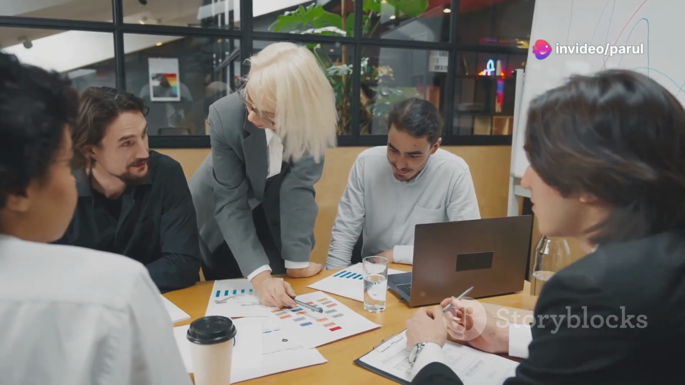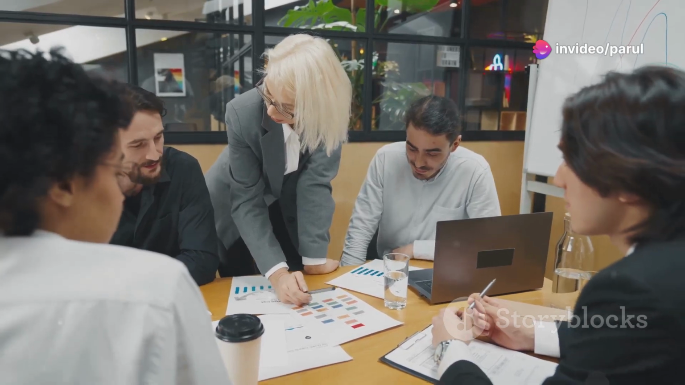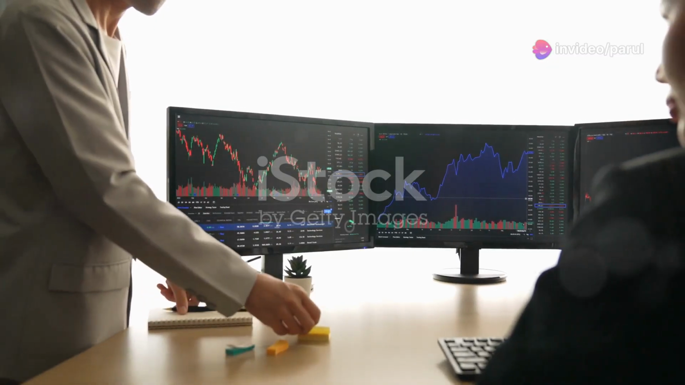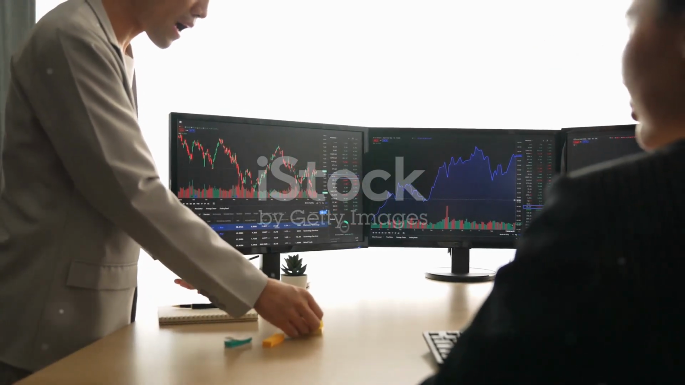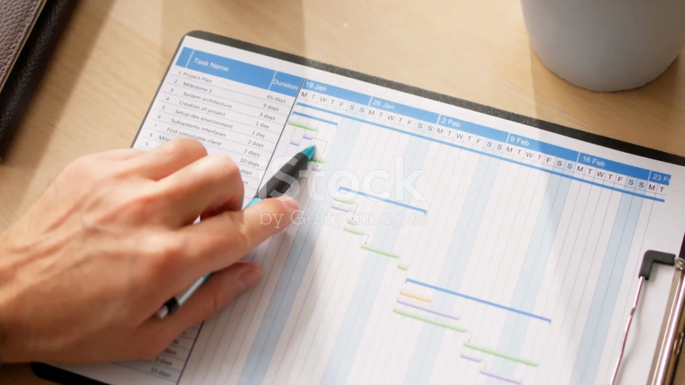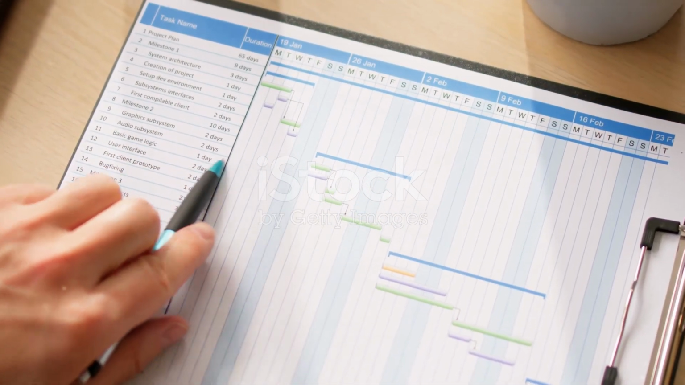Once risks are identified, the next step is to assess them. You need to determine the likelihood of each risk occurring and the potential impact it could have on your project. This helps in prioritizing which risks to focus on.